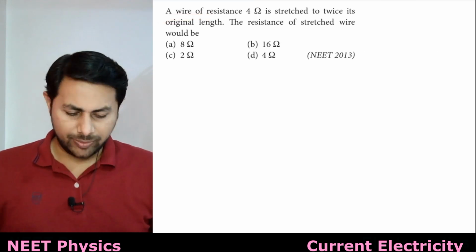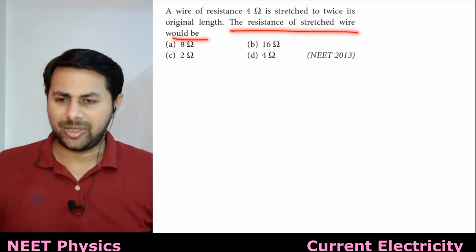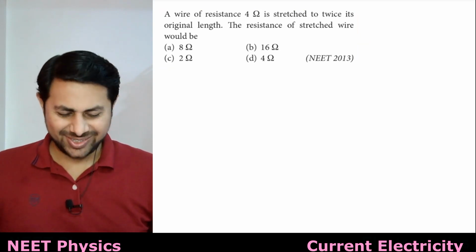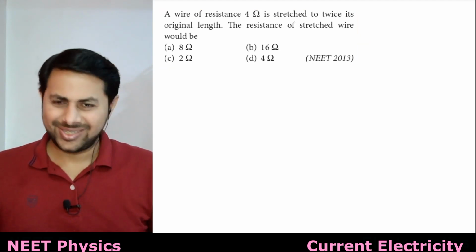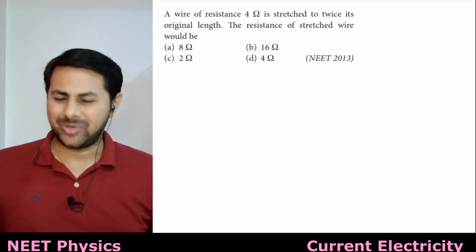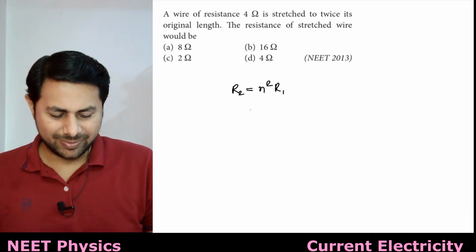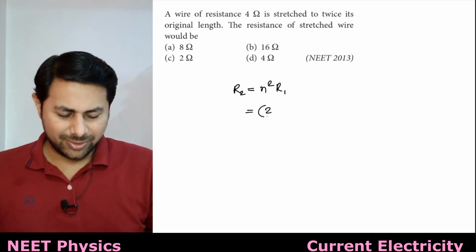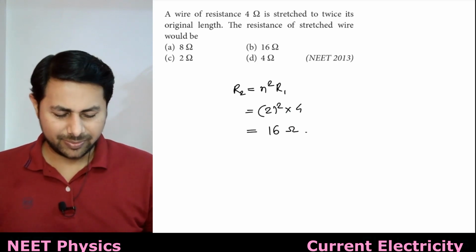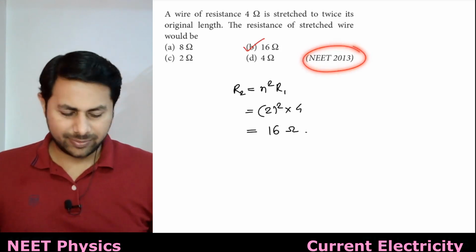A wire of resistance 4 ohm is stretched to twice its original length. The resistance of the stretched wire would be, yeah, so it's option B, right? N square times. Stretched to twice the original length, that means n is equal to 2. So use the formula, R2 is n square times R1. Since n is 2, this would be equal to 16 ohms. So it is option B. See, this question is repeated.